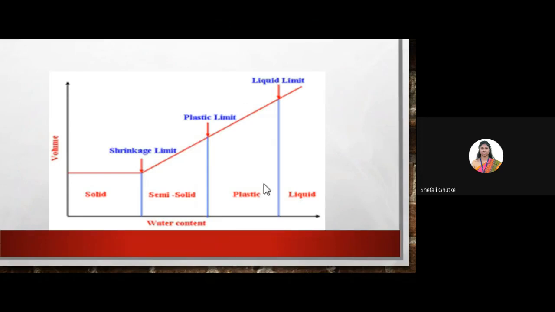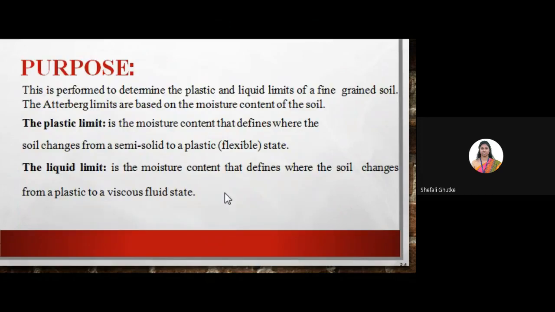In this graph, the x-axis shows water content and the y-axis shows volume. As the water content increases, the soil passes through different states. First is solid, after that semi-solid, after that plastic, and last but not least, as the water content increases, the soil ultimately reaches the liquid state. This is to determine the plastic and liquid limit of a fine grained soil.